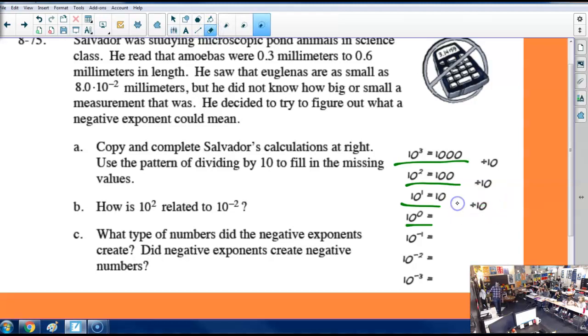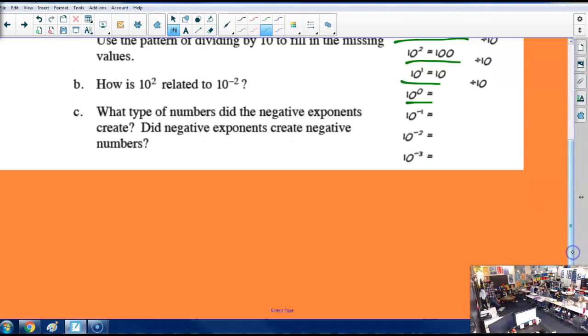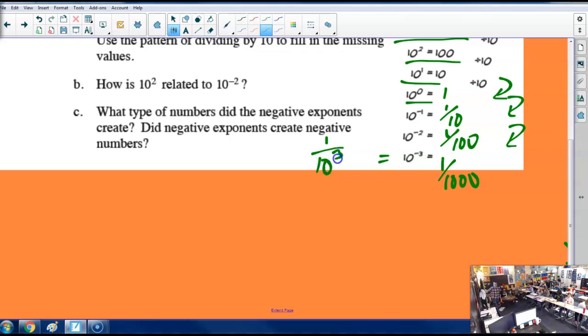So if I divide by 10 again, we talked Wednesday about anything to the 0 power is 1. Then if I am continuing this process of division by 10, this is going to be 1 tenth, or 1 100th, or 1 1,000th, which really means 1 over 10 cubed, or 1 over 10 squared, or 1 over 10 to the first. Remember, those negative exponents, what they really do is flip the base.